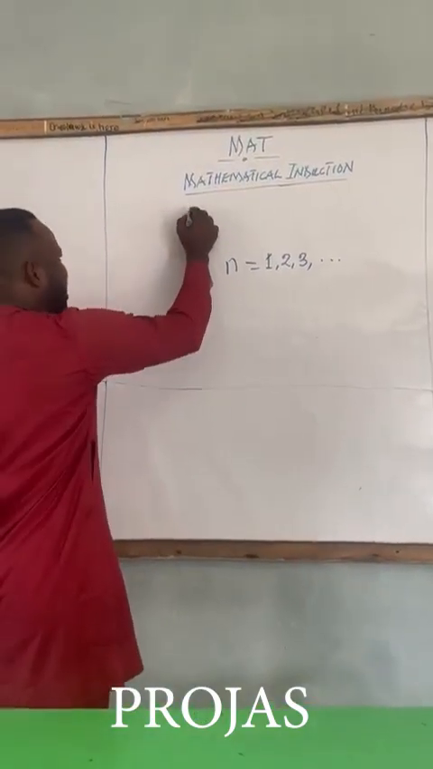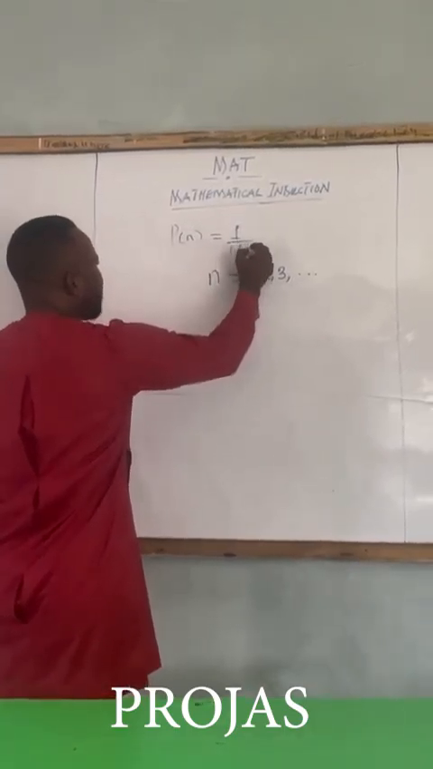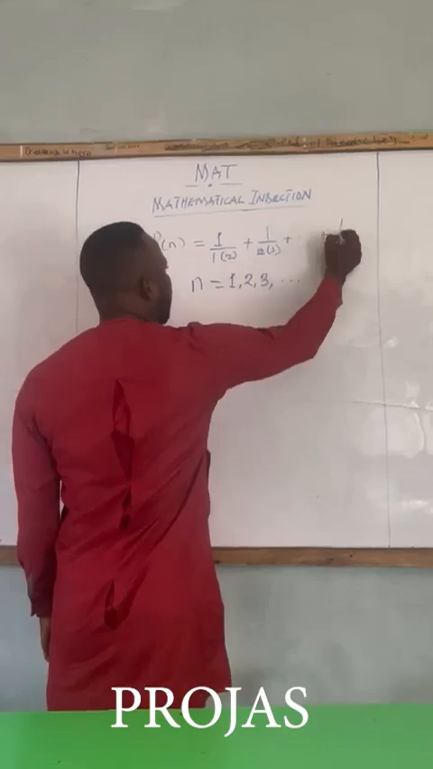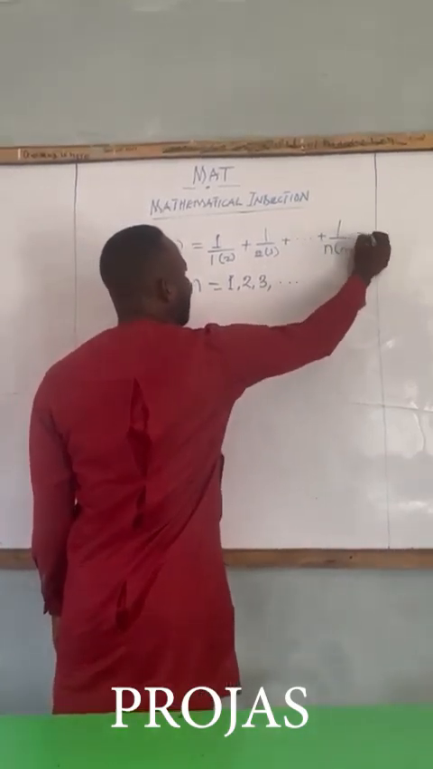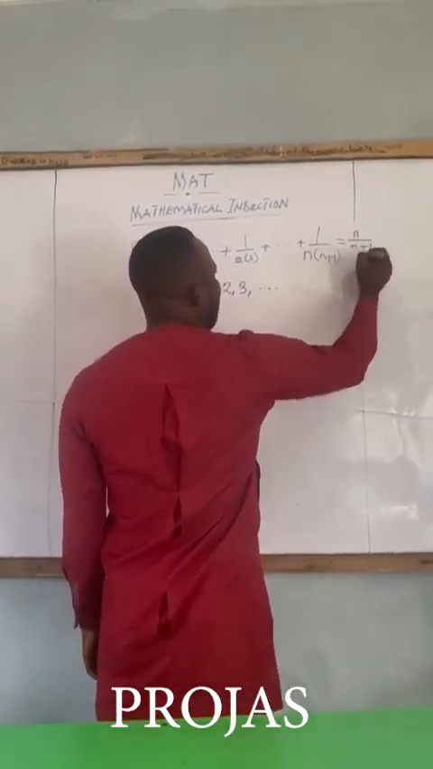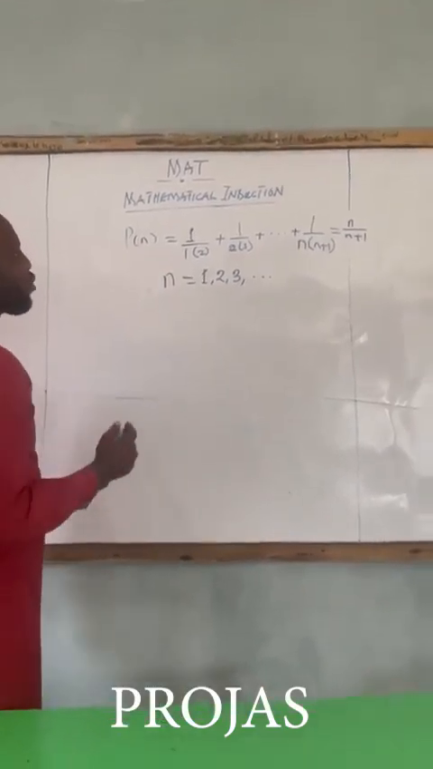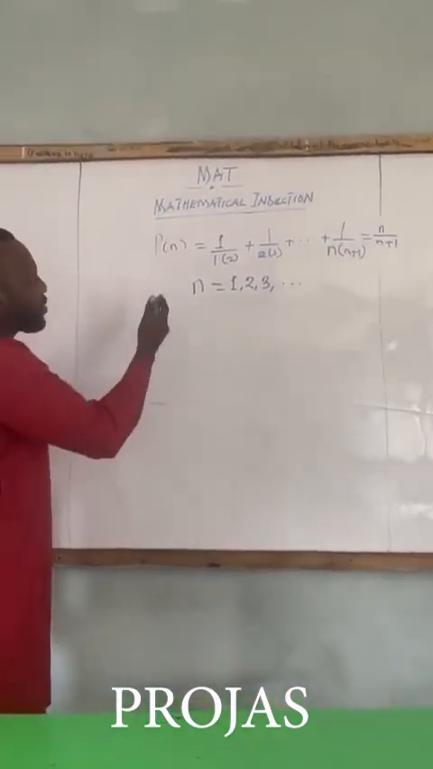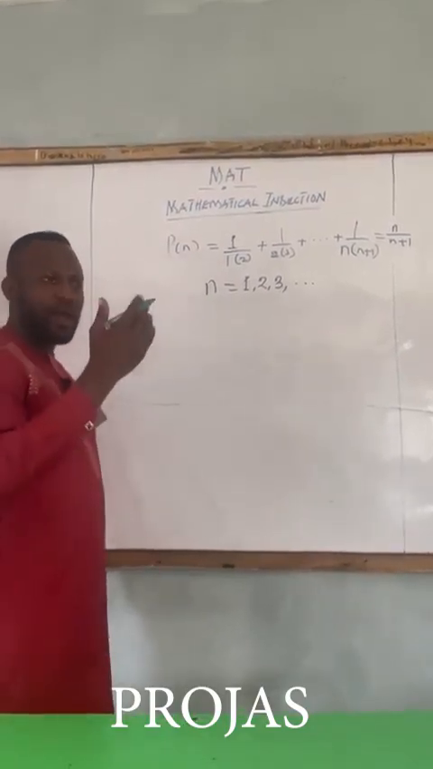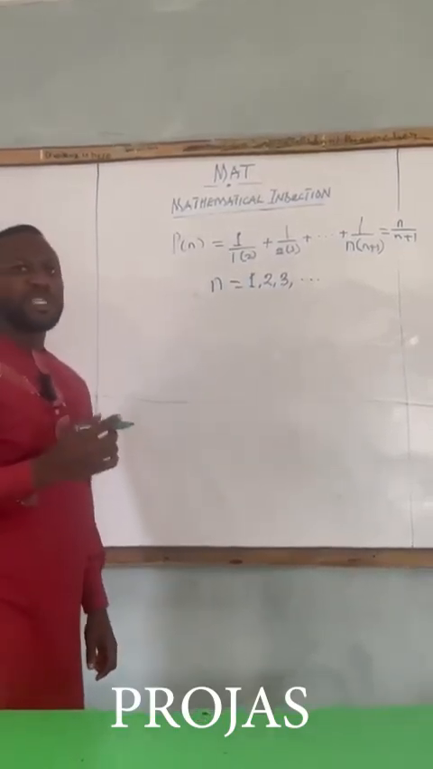Suppose that we have a mathematical statement Pn: 1 over 1 multiplied by 2 plus 1 over 2 multiplied by 3 plus ... plus 1 over n into n plus 1 equals n over n plus 1. Now, this mathematical statement is true for all natural numbers n, but we cannot start verifying this mathematical statement using a case-by-case method. So that is why we need the principle of mathematical induction.